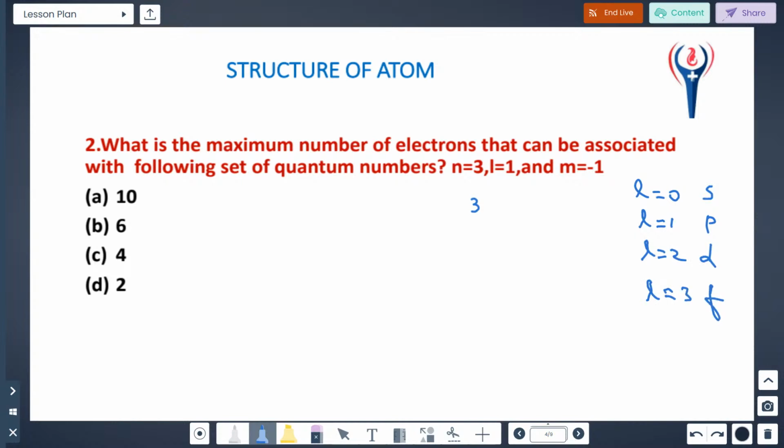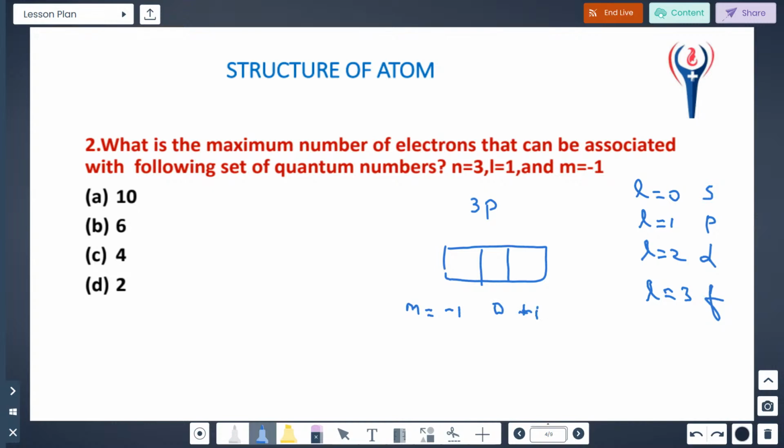So L is equal to 1, immediately we can say P orbital. This is the principal quantum number, this is the azimuthal quantum number. 3p orbitals have 3 kinds of orbitals: 3px, 3py, 3pz. Then we can say M is equal to -1, 0, and +1. First you should write like this.